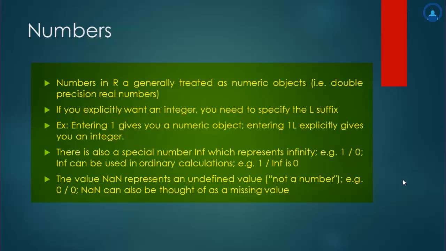And there is also a special number, you can say it as a number, but it actually denotes not a number. It is represented by NaN and denotes an undefined value, a number which is not defined. For example, 0 by 0. It is neither infinity nor a number, which is an undefined value, and it's denoted by NaN, which can also be thought of as a missing value.